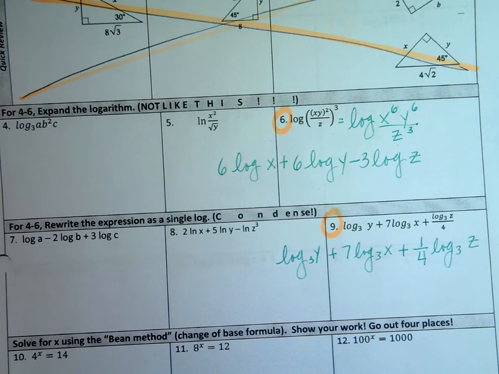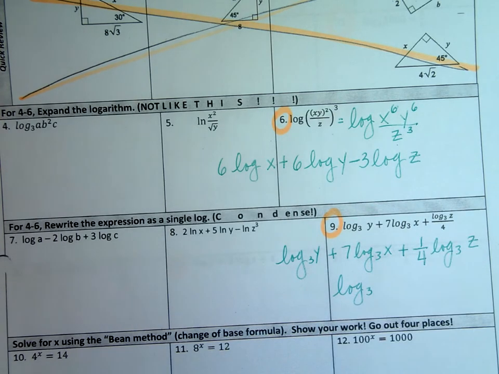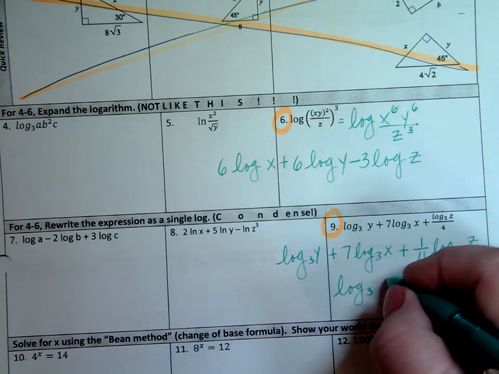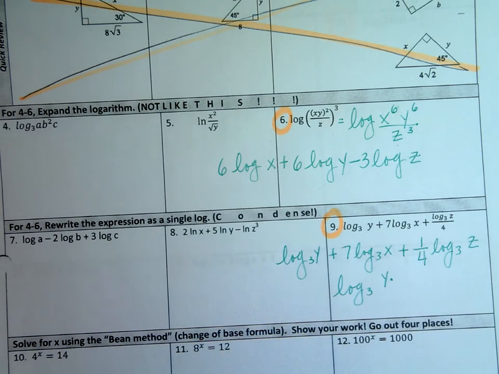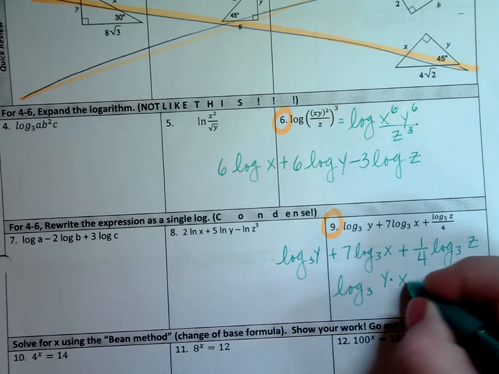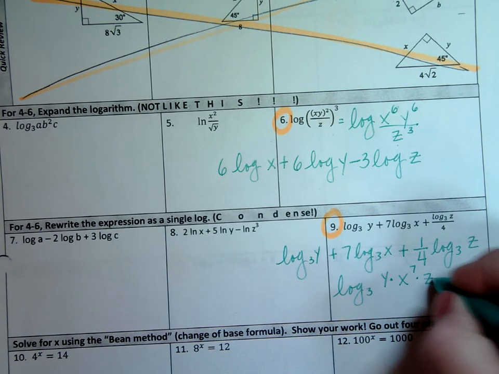All right, so here we go. Condensing means you write it once. Log base 3, one time. I have a y. I have a plus sign, which means times. I have a 7 in front of an x. That means it's x to the 7th. Remember the powers in front. Oh, check it out. I got another plus. Times again. Z to the 1/4. And that's it.